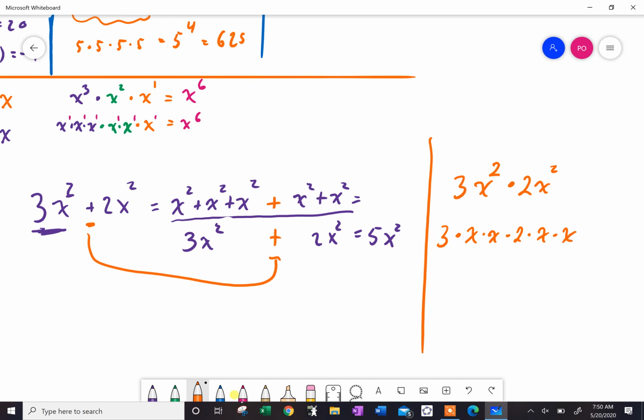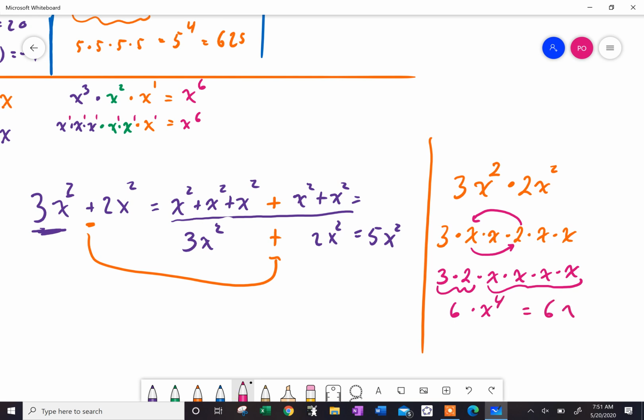And you can tell, because everything's just multiplication, we can move stuff around. So I'm just going to swap those two, and I'm going to make this 3 times 2 times x times x times x times x. And I know that 3 times 2 is really 6. And how many times am I multiplying x with itself? 4 times. So it becomes 6x to the 4th. My coefficient is 6, my base is x, and my exponent is 4.